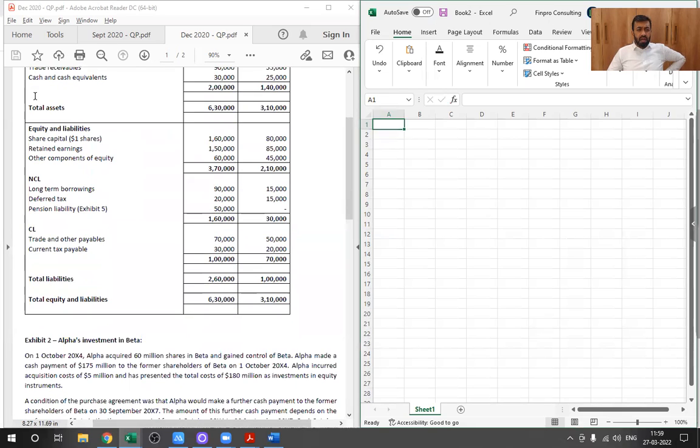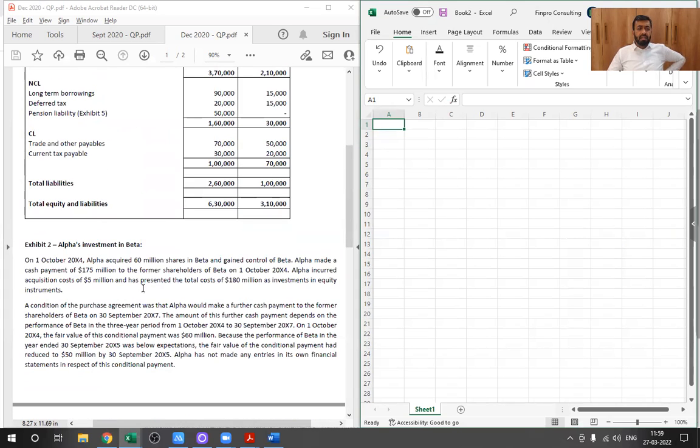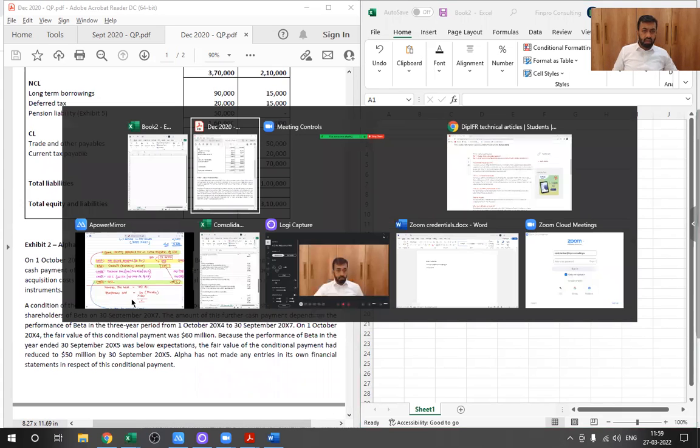Then you have equity and liabilities. Then you have non-current liabilities, current liabilities. Pension liabilities: there is some information in Exhibit 5, and then the exhibits start. Now, what you generally do when you do the consolidation question, I will quickly tell you. Okay. So now I will again go back to this accounting entry.